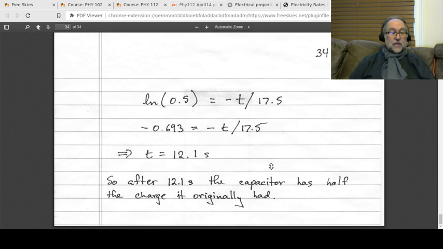Now, I should say something. Oscilloscopes technically only measure voltages, so you wouldn't be measuring the charge on the capacitor, but you would be measuring the voltage drop across the capacitor, and the voltage drop across the capacitor and the capacitance will tell you what the charge is on the capacitor.